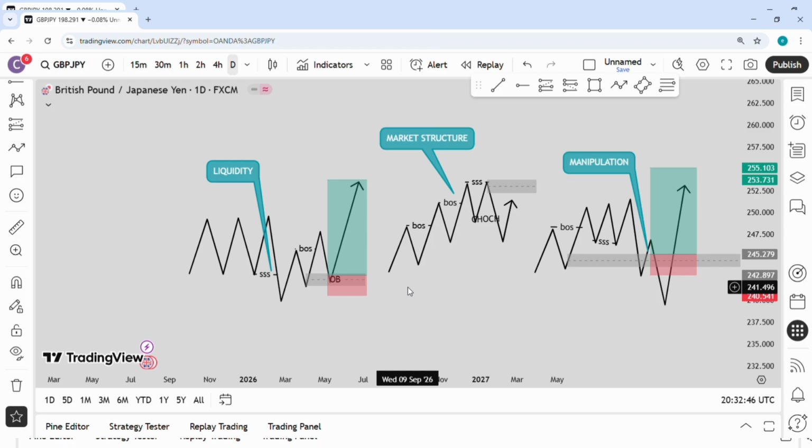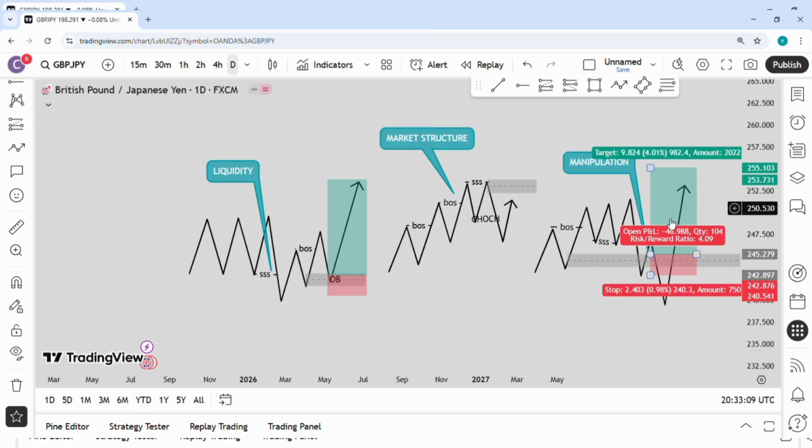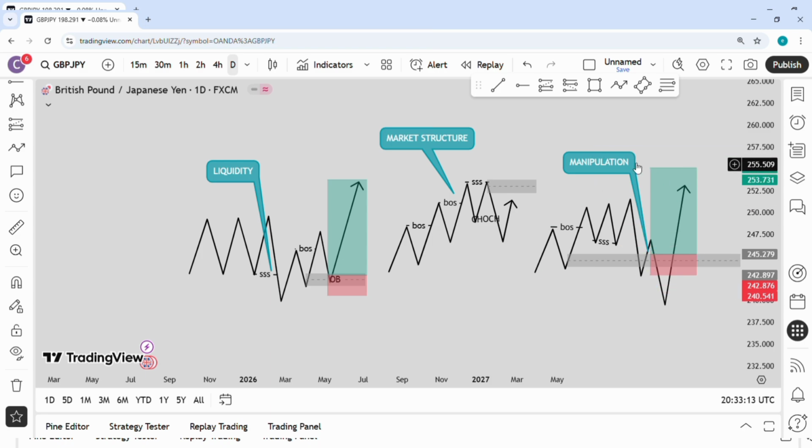You can see on my screen, this is what we call liquidity, whereby there's a liquidity sweep before price goes in its direction. This is the market structure, whereby price has been breaking structure to the upside before changing character. Now this is what we call manipulation. You can see this is a clean setup after price sweeps the liquidity. Price was supposed to tap us in at this particular area before going up, but price did what? It took us out and started pushing up. This is what we call manipulation.